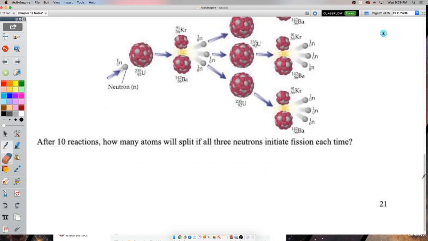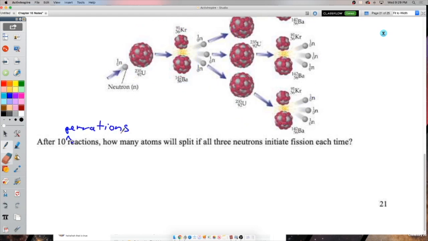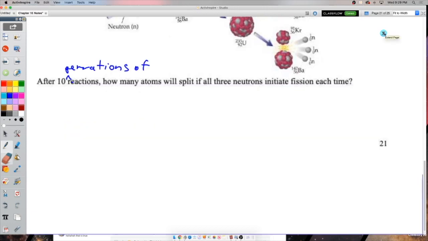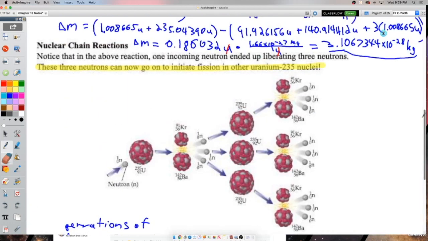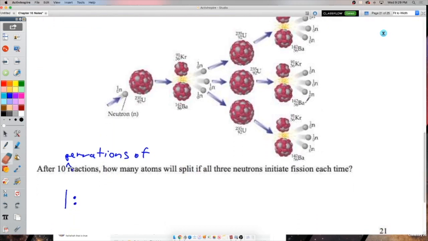To get an appreciation for this, let's think about it. After 10 generations, right? Because technically this is already 1, 2, 3, 4. So if this is a generation of reactions, that's a generation of reactions. It's asking us, after 10 generations of reactions, how many atoms will be splitting if all 3 neutrons initiate fission each time? Well, let's just think about this. After 1, you just saw you could have 3 more fissions initiated.